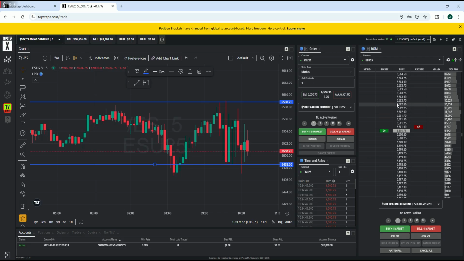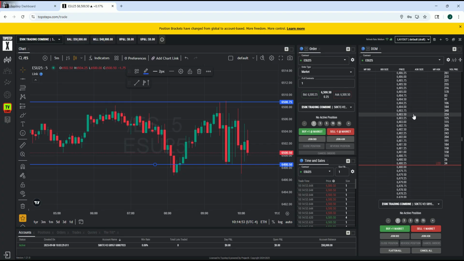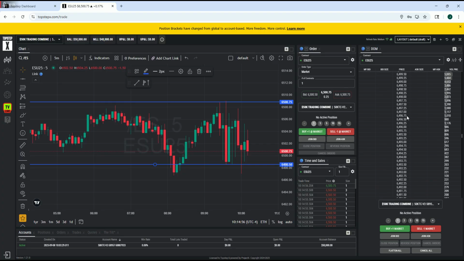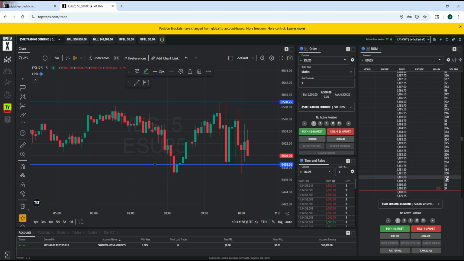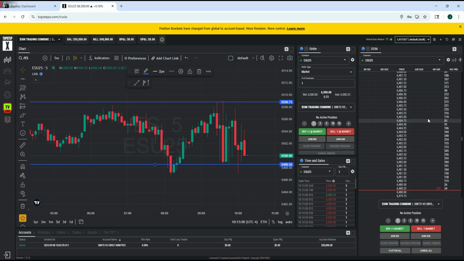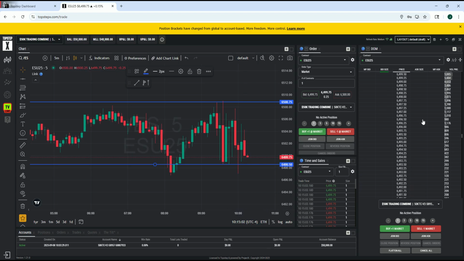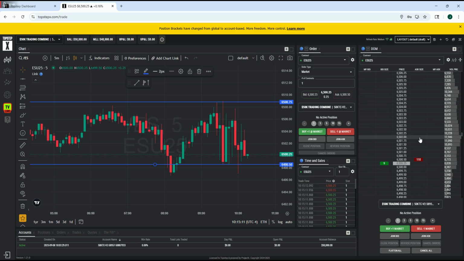Okay, time of sales, the DOM, auto center on last price. Oh, this is very nice. All right, so we do have a little bit of a tail on the low and a little bit of a tail on the high, but this is a little shorter. Let's see if we can break this range here.